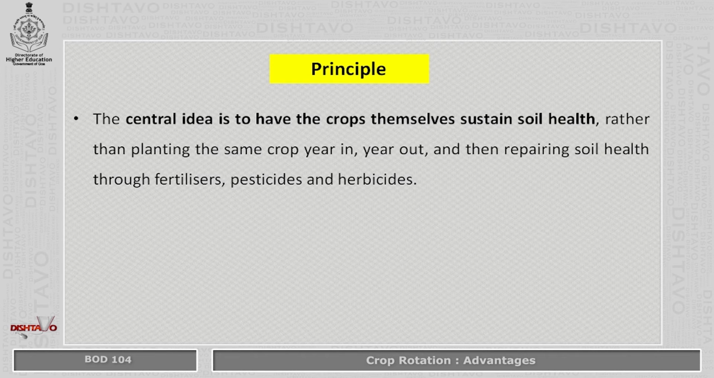Now let us see the principle. The central idea is to have the crops themselves sustain soil health rather than planting the same crop year in and year out and then repairing soil health through fertilizers, pesticides and herbicides.